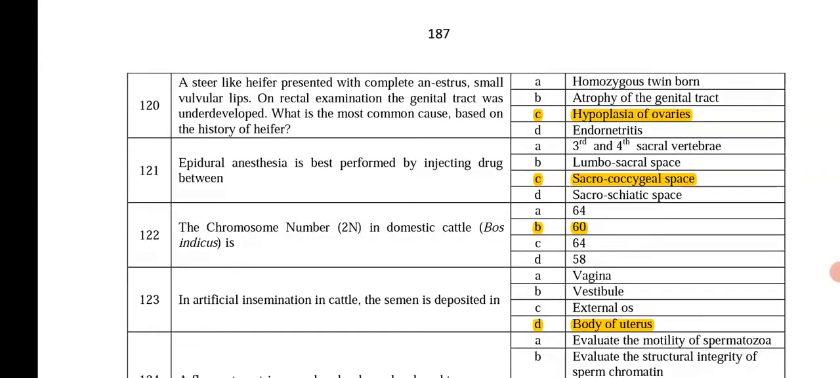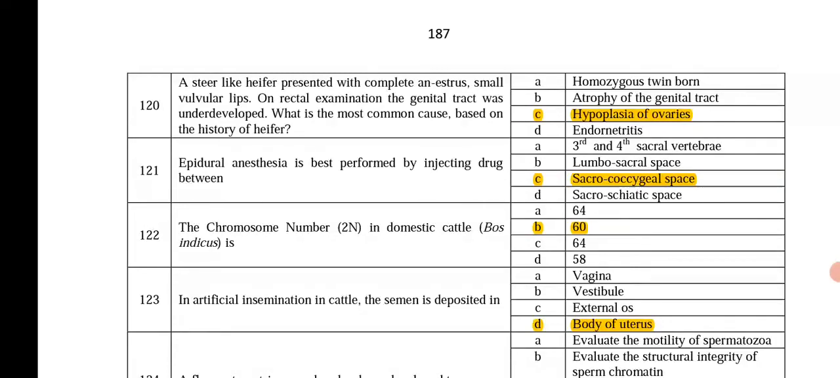Follicular cyst. A steer-like heifer presented with complete anestrus, small vulval lips. On rectal examination, the genital tract was underdeveloped. What is the most common cause based on the history of the heifer? Hypoplasia of ovaries. Epidural anesthesia is best performed by injecting the drug between the sacrococcygeal space.